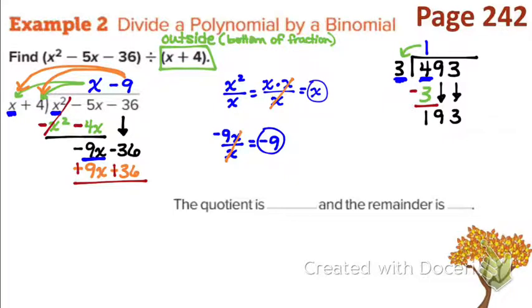What is negative 9x combined with a positive 9x? Cancels out, gives me a 0. What about negative 36 combined with positive 36? That gives me a 0. Which piece is my quotient? Yes, that piece up on top, x minus 9, is my quotient. What's my remainder? 0. Here's my remainder.